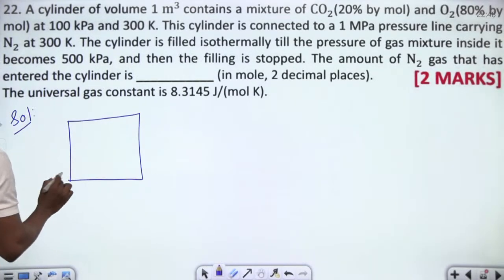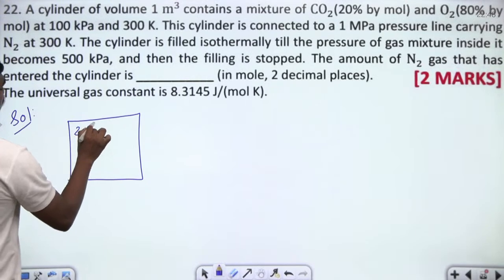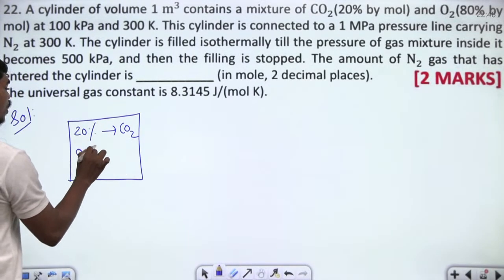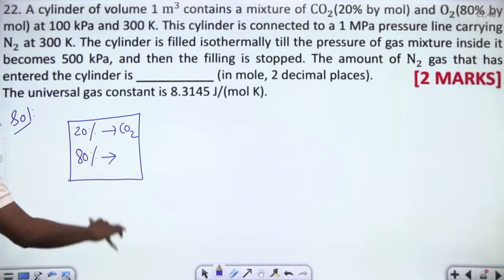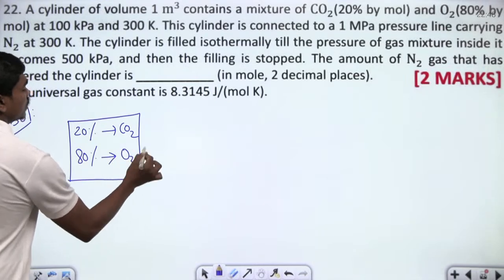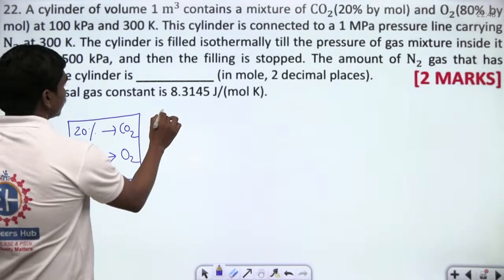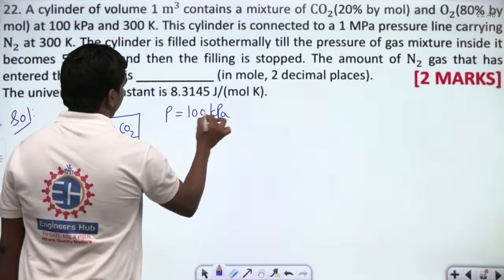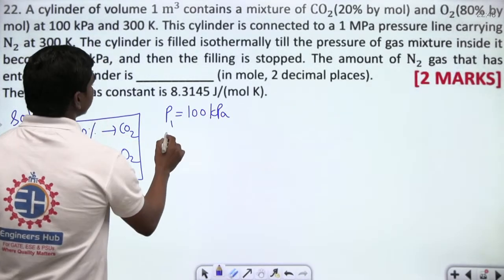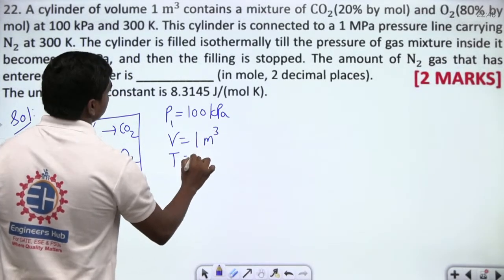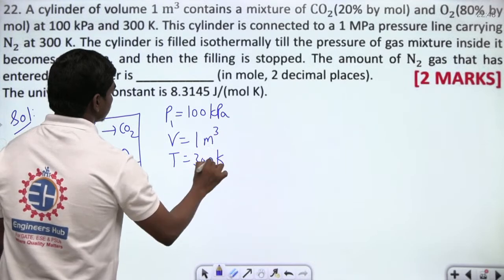There is one cylinder in which there is 20% mole of CO2 and of course 80% mole of oxygen. Okay. So what is the total pressure of the cylinder? P is equal to 100 kilopascals. Next, volume is given. V is 1 meter cube. And what is the temperature in this situation? 300 Kelvin. Okay. This is fine.